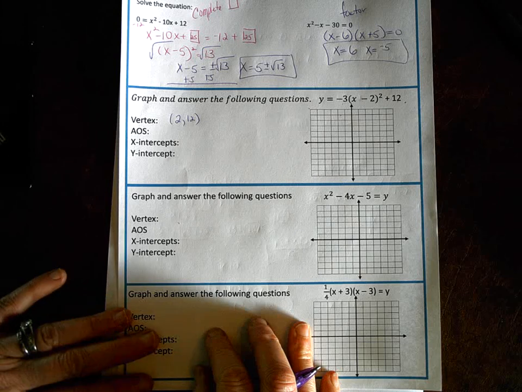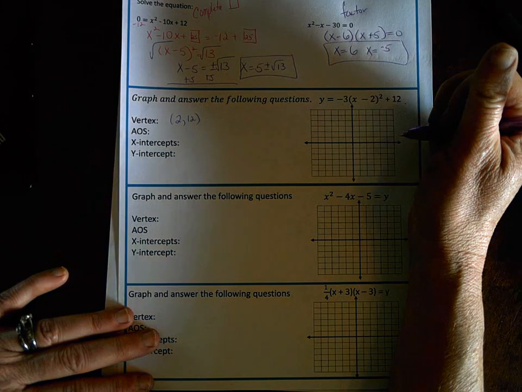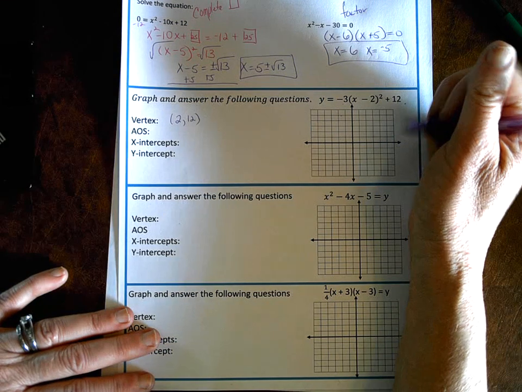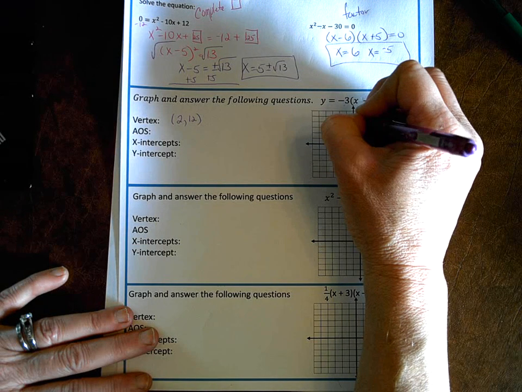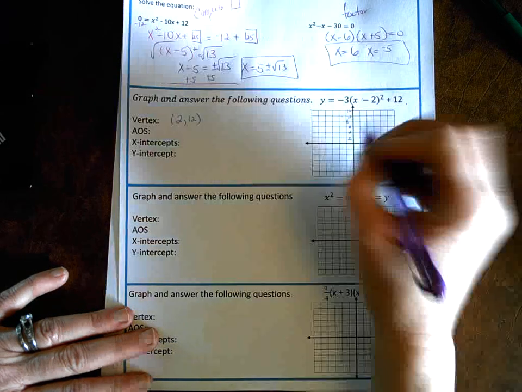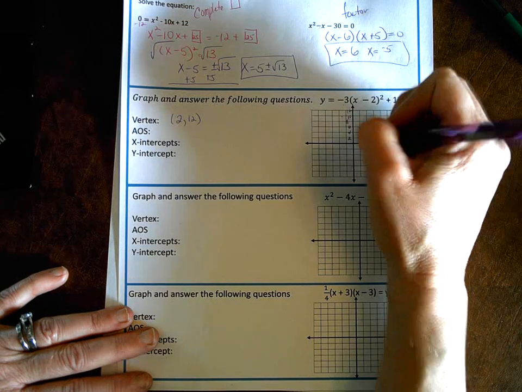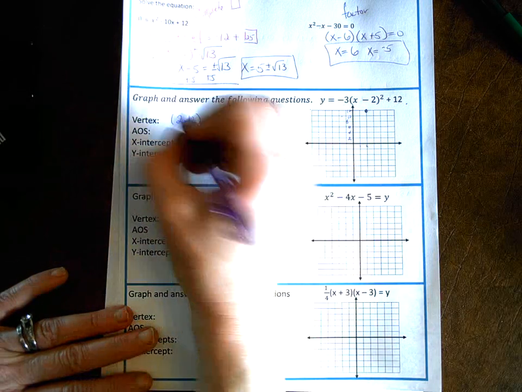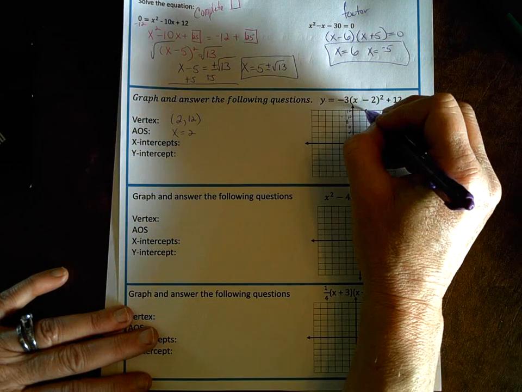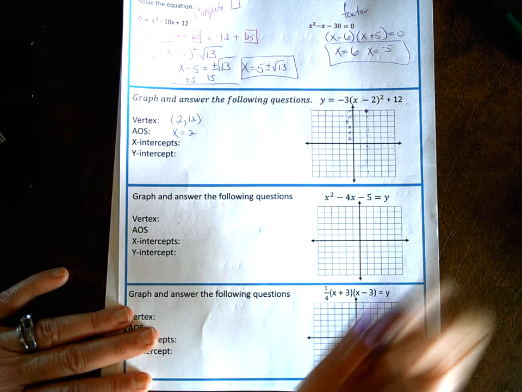Okay, now these are going to go off my graph a little bit. So what I'm going to do is I'm going to number these 2, 4, 6, 8, 10, 12. I'm going to do them by 2s. I'm going to do these by 1s. So 2, 12 is up here. Again, I know it's going to open down. Line of symmetry is x equals 2. So every dot I get is going to go on either side.